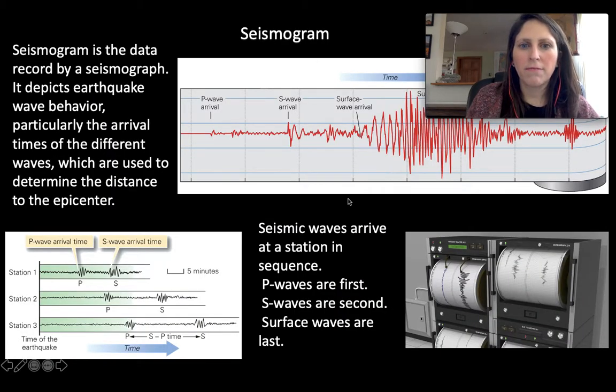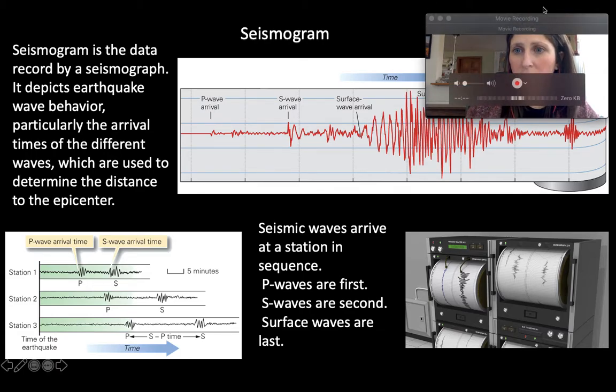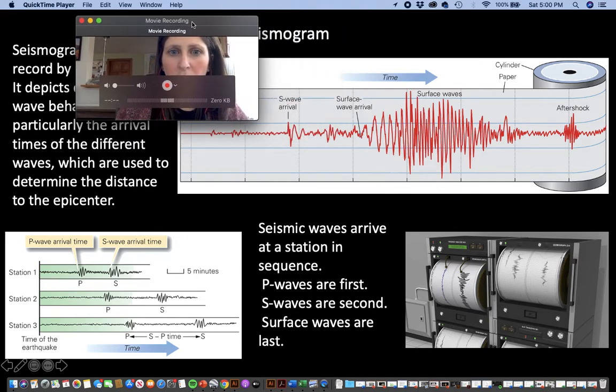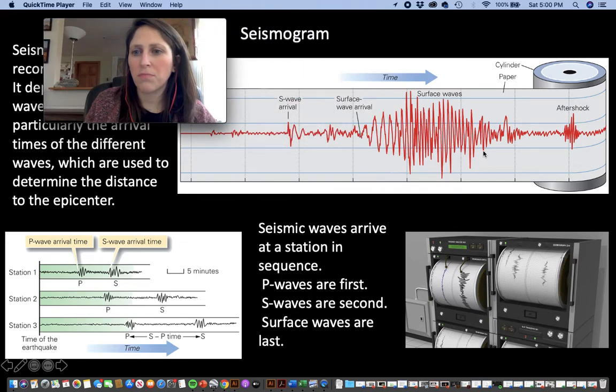And these are read with a seismogram. So the data that is recorded by a seismograph, and you can see all of these squiggles. This is recording all of the different seismic waves that an earthquake produces. And we'll go through the different seismic waves that the earthquake produces.